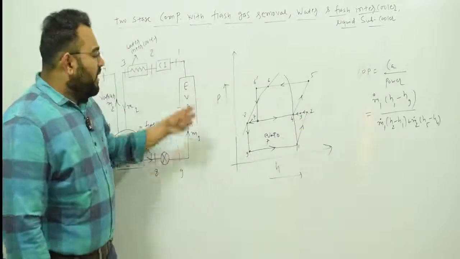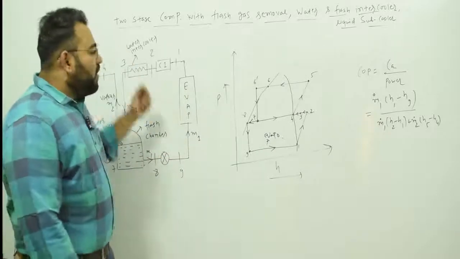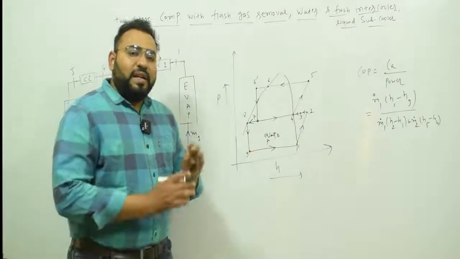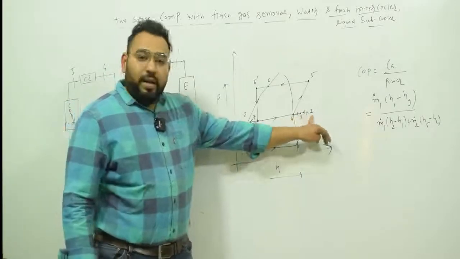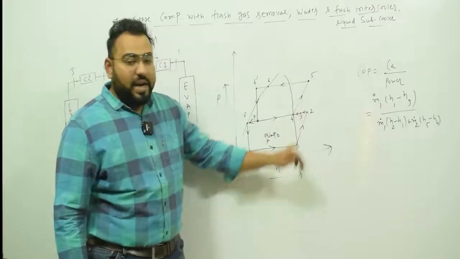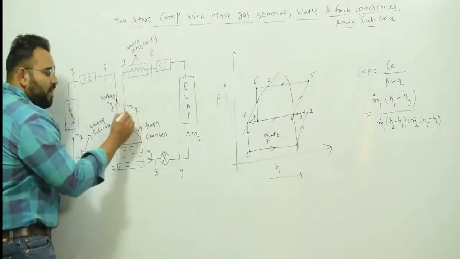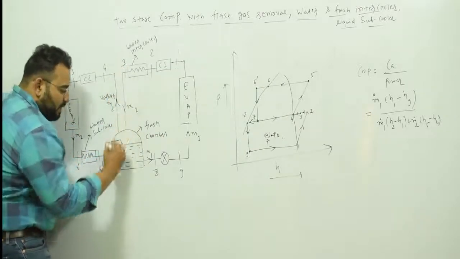Here a little bit of cooling is happening. At point 3 you are also in the superheated region, but less superheated compared to point 2. Now at point 3, M1 superheated vapor will enter the flash chamber.